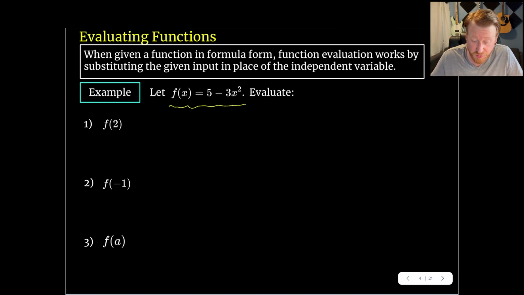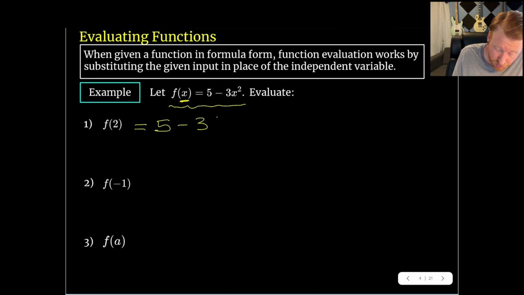So when given a function in formula form, function evaluation works by substituting the given input in place of the independent variable. So here the independent variable is the x. That is what has independence. We can make it whatever we want. So what this is saying here in this first example is to just plug in 2. So what it's saying is just write down the formula that we have, and everywhere we see an x, we will just replace it with a 2.